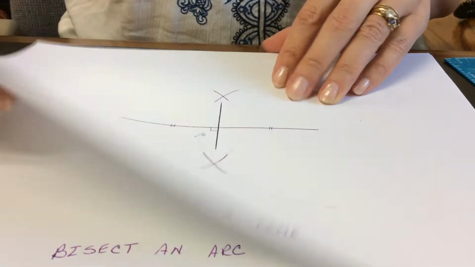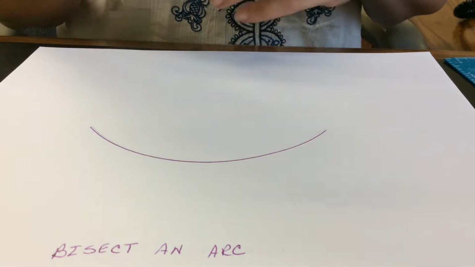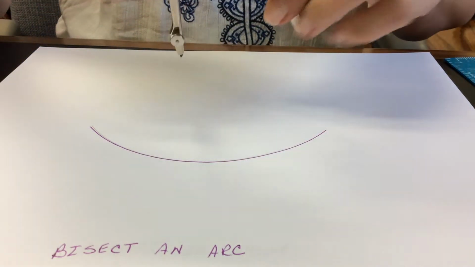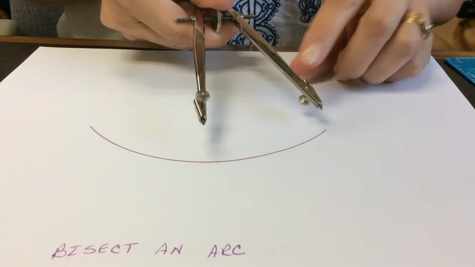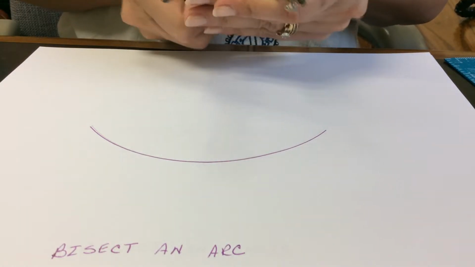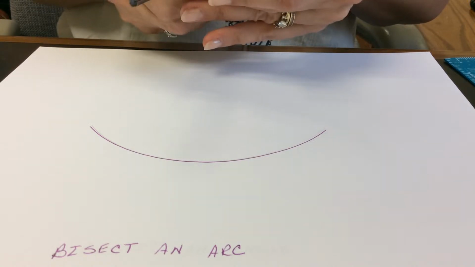Okay, this same technique will work with an arc. I've got here just an arc that I drew, and again I want to make sure that my compass is set to at least half of the distance of my arc, and it's not, so I'm going to spread my compass arms out to be a little bit longer.